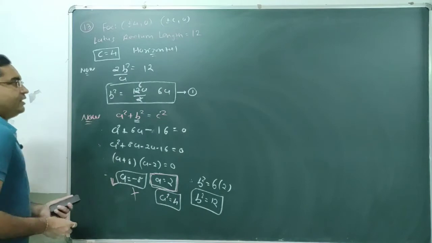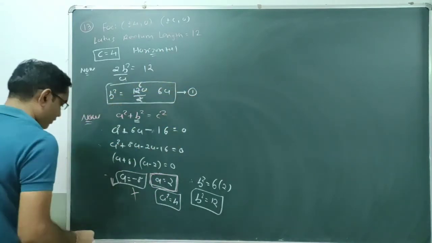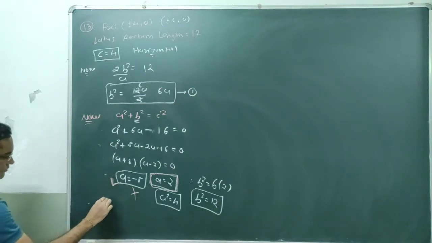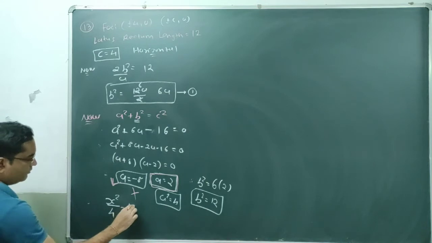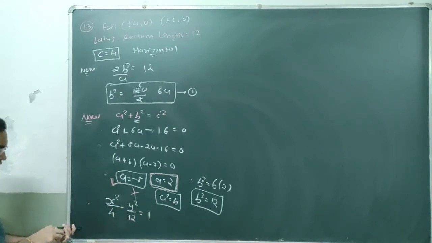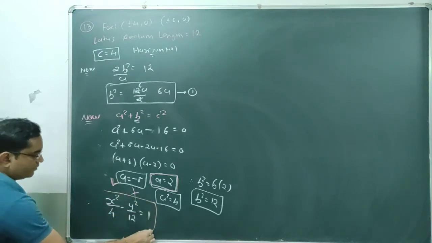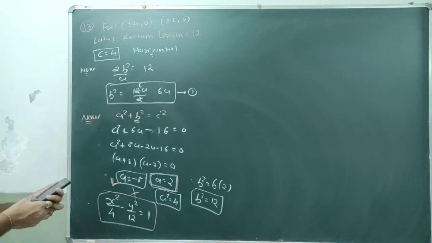Done. So we can write the equation of the horizontal hyperbola. For a horizontal hyperbola, the coefficient of x square will be positive, and therefore it's x square by a square, 4, minus y square by b square, 12, equal to 1. This is the equation of the required horizontal hyperbola. Clear, students? So this is your question number 13.